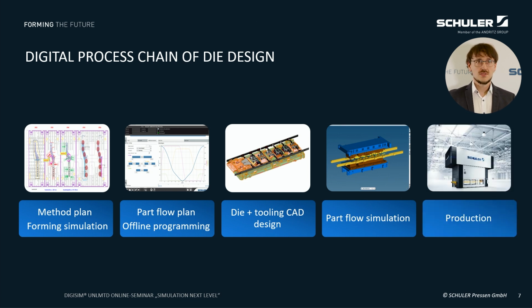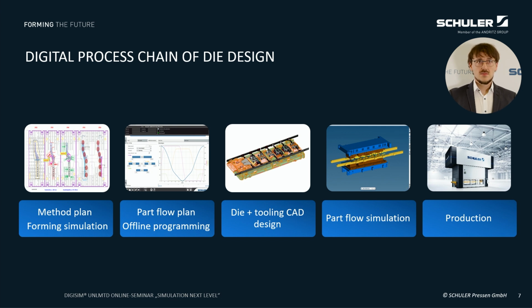DigiSim also helps once the die has been built and is ready for production on the press. First, when setting up the die for the first time, because I can transfer the setup parameters of the press and the information one-to-one from the software, and in the case of Schuler systems, I can simply import the DigiSim project file into the system, which speeds up the die setup a lot.